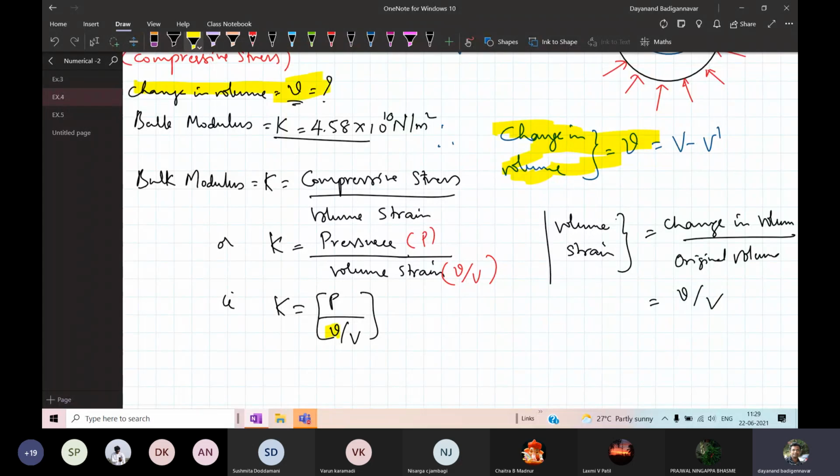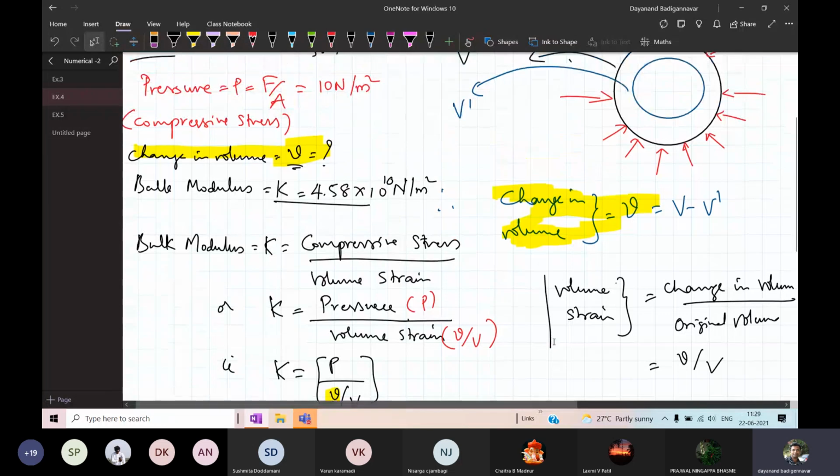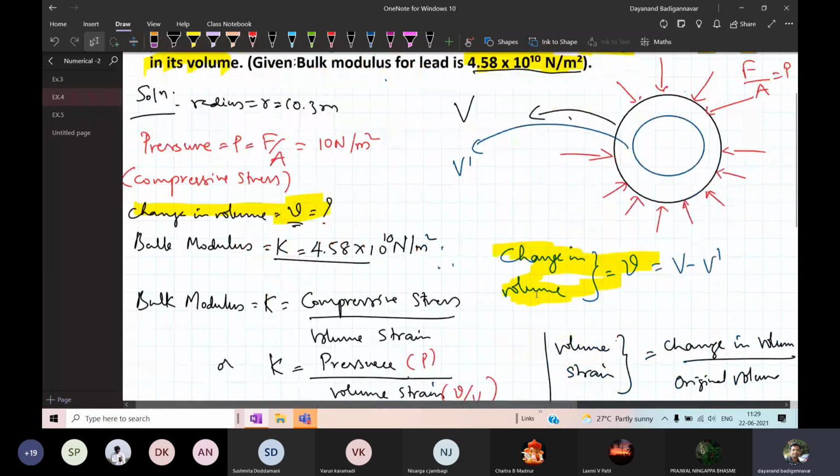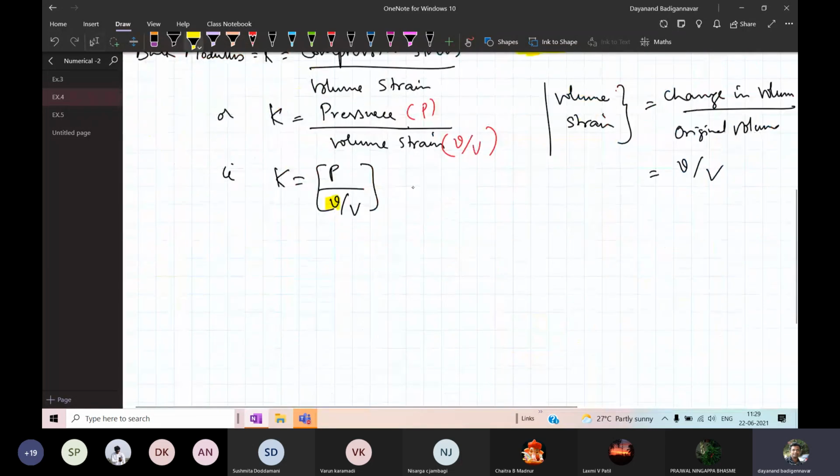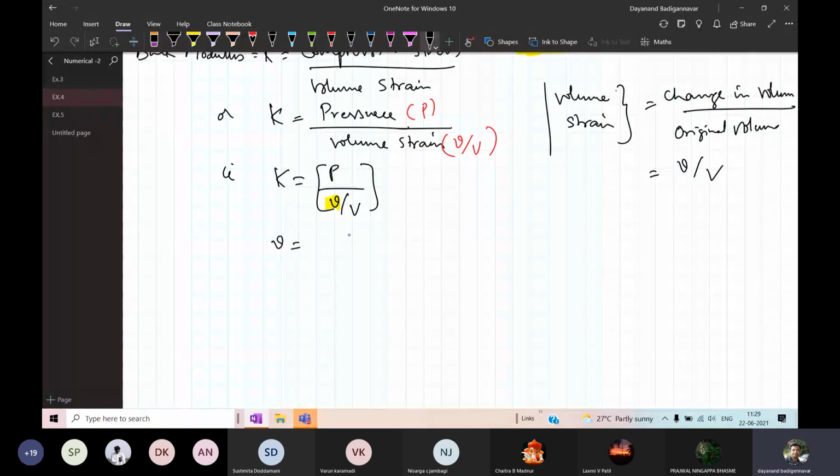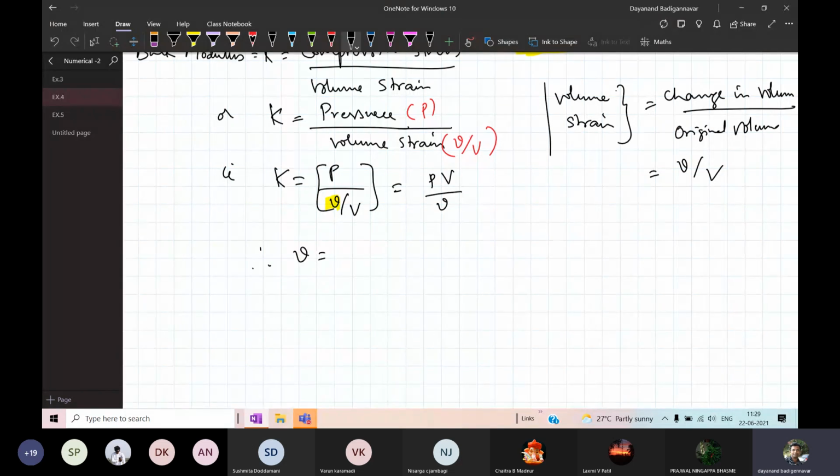Change in volume is the new volume V dash minus the original volume capital V. So rearranging it for small v, the change in volume is P into capital V divided by K.